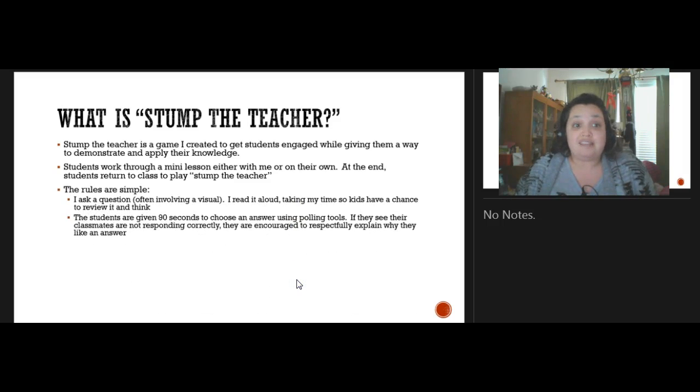And the rules are really simple. I will ask a question. It often involves some kind of a visual, and I will read it out loud, take my time as I go through it, just to give the students a chance to start thinking a little bit. And then I give them 90 seconds to choose an answer using their polling tools. So there'll be multiple choice A, B, or C, and they have 90 seconds. Sometimes on the first question, I might give them 2 minutes, just to give them a little extra time to get into the groove of what we're doing.